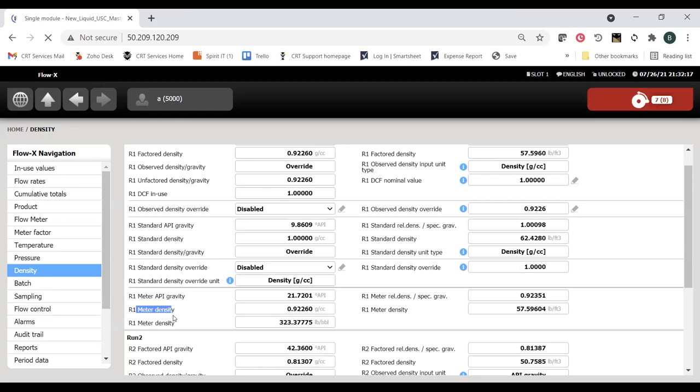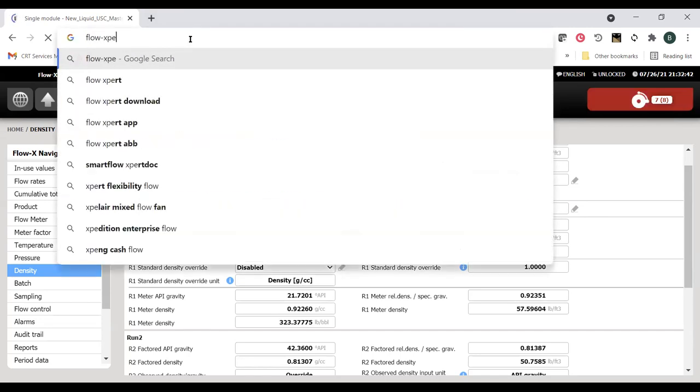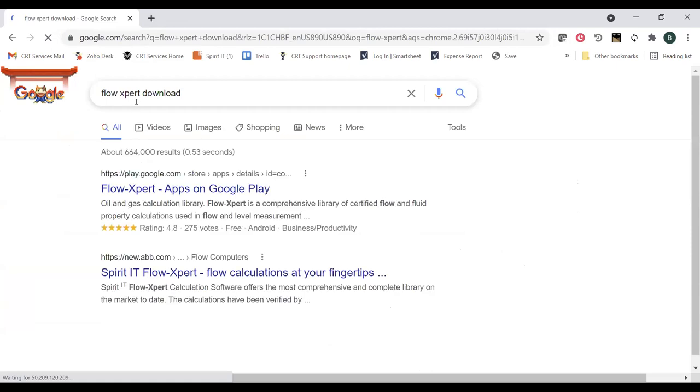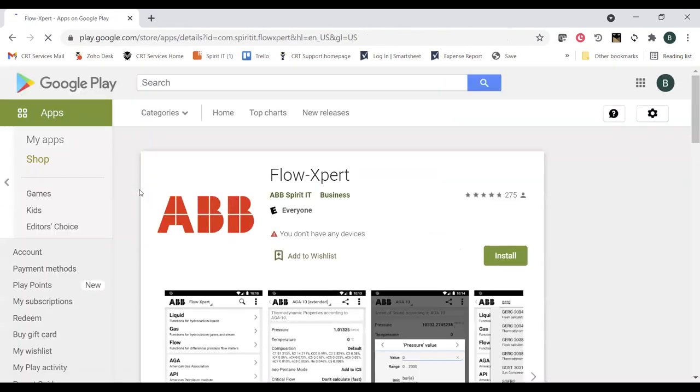I bring this up and show it to you in this format because something that ABB has done is they have developed an app for Google Android phones and also for Apple phones. And David may have shown you this, but it's called Flow Expert. What I'm going to do is type in Flow Expert, and I'll get the Flow Expert download and go to the Google Play Store first. But basically this is a free app. We'll see if it goes to the Google Play Store or if I need to go to the App Store.